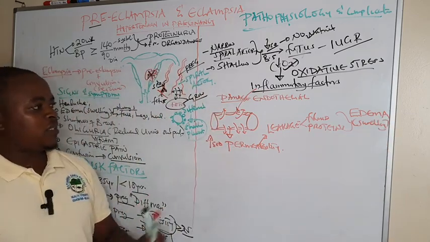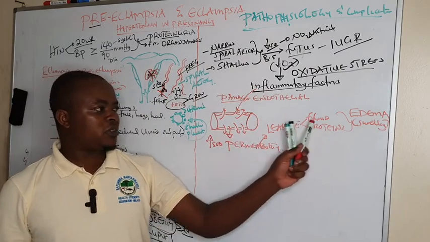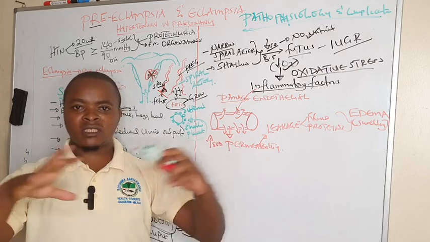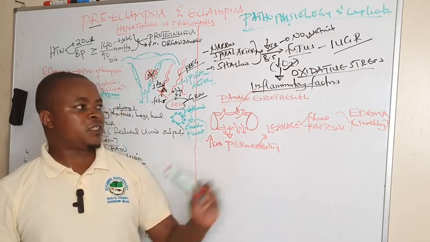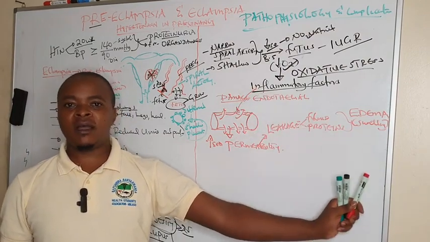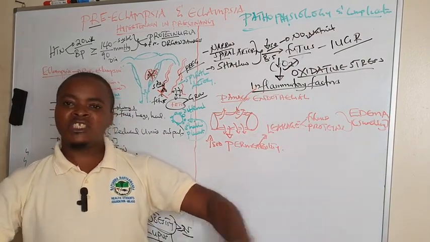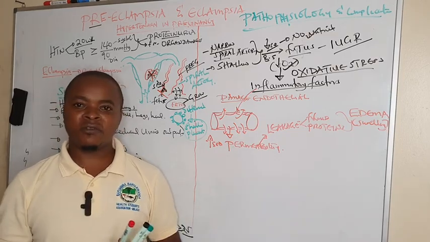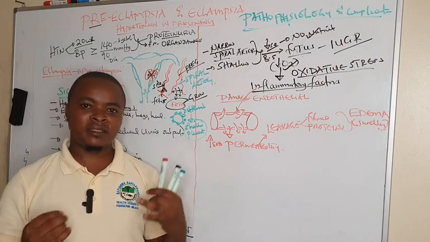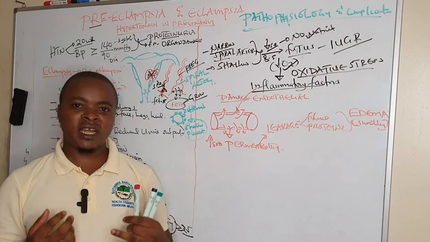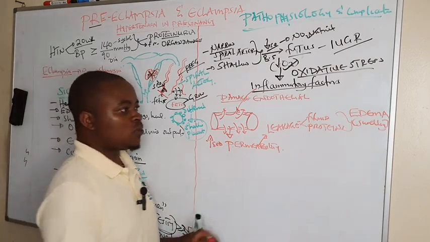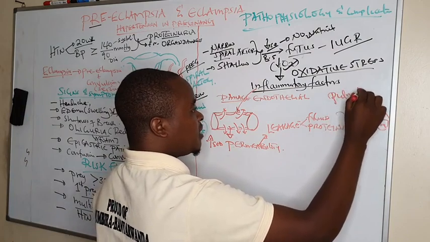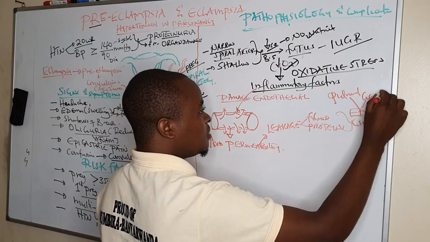So if this increased leakage of proteins and blood fluid from the blood vessels to the surrounding area occurs, it leads to what we call edema. And this can result in generalized edema, that is swelling of the face, swelling of the lower extremities, that is the hands and the legs, and it can even affect the lungs. So this edema can be either pulmonary edema, affecting the lungs, or it can be generalized.